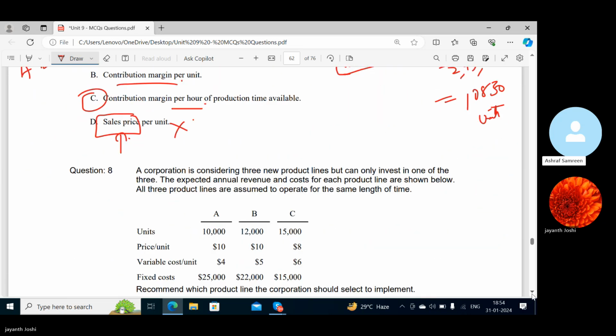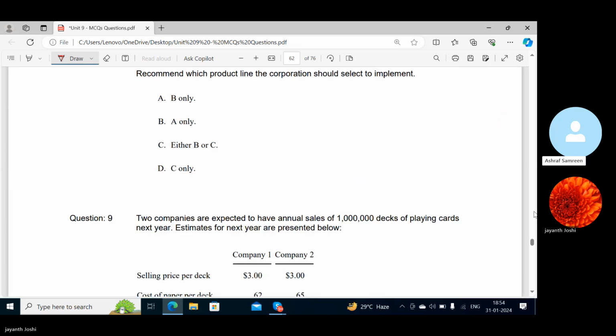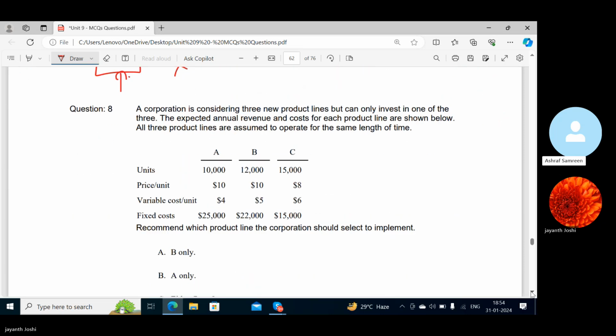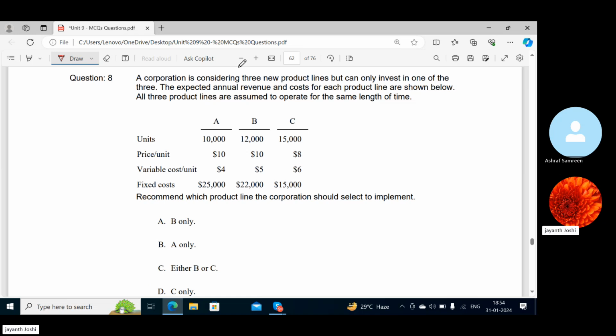Okay, next one. The 8th question. A corporation is considering three new product lines, but can only invest in one of the three because they don't have the capacity to invest in all three. They have to select only one. Expected annual revenue and cost for each product line are shown below. All three product lines are assumed to operate for the same length of time. Recommend which product line the corporation should select to implement.